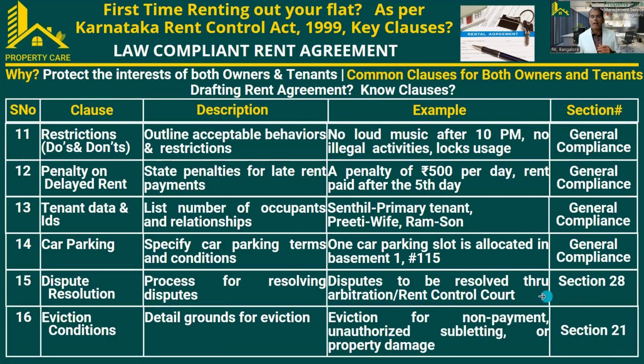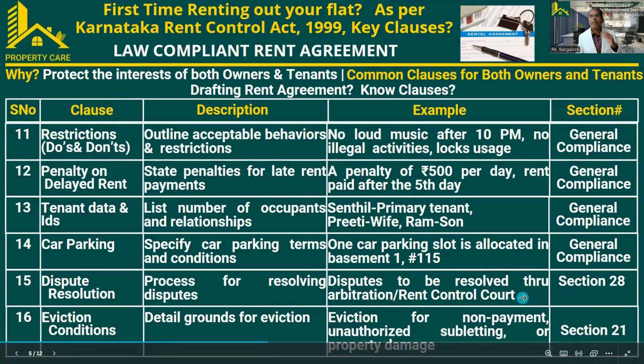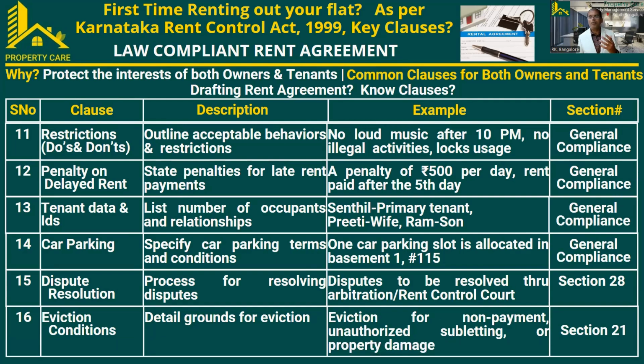And eviction conditions: on what grounds can the owner evict the tenant? Non-payment of rent, suppose they are not paying the rent on time, unauthorized subletting, or property damage. If there is any property damage, on these grounds the owner can give an eviction notice to the tenant. So this also should be captured in the agreement, as per section 21.